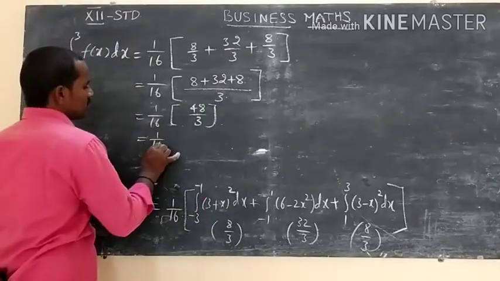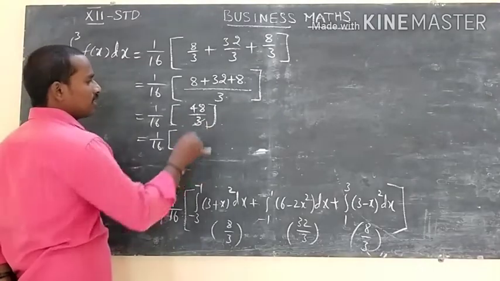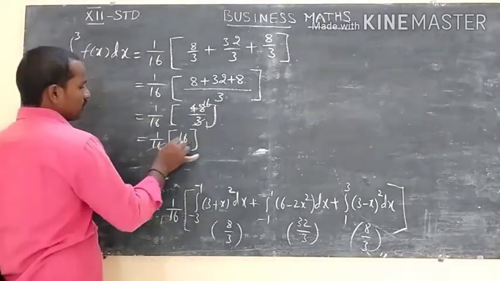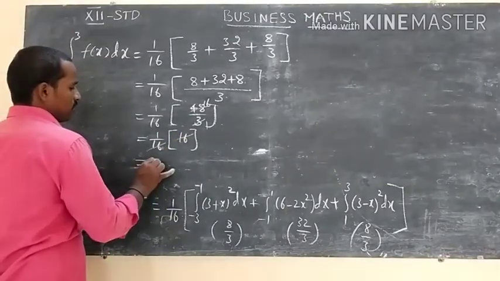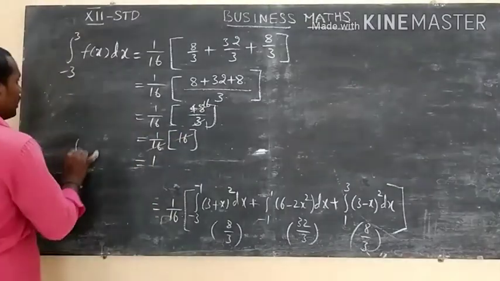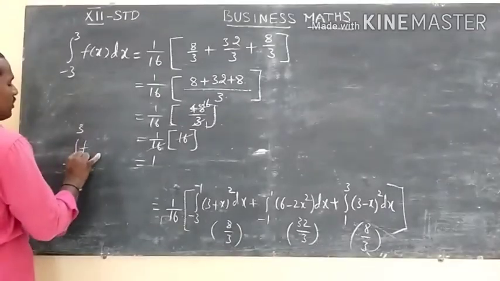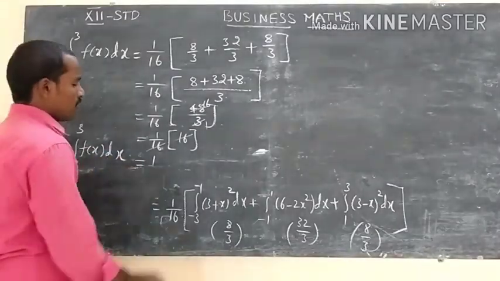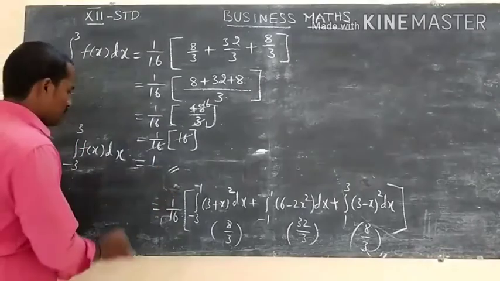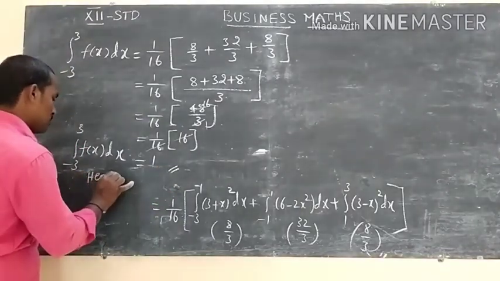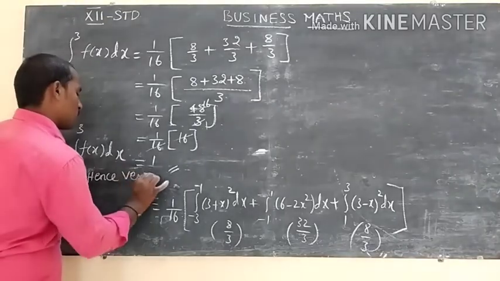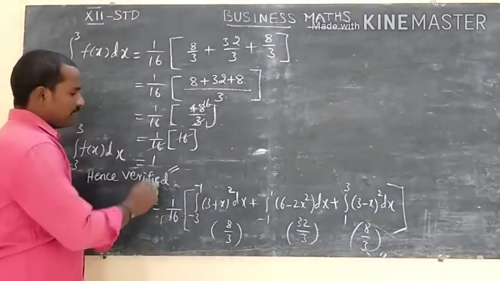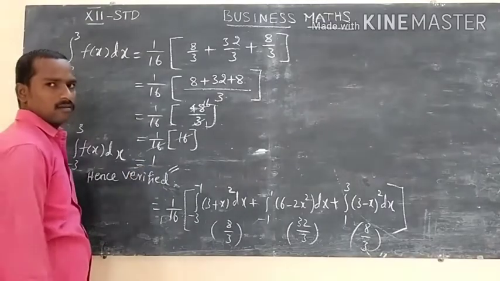So 1 by 16 into, 3 16s are 48, so 16 is cancelled. Then remaining 1. So integral minus 3 to plus 3 f of x into dx equal to 1. Okay. Hence verified. Hence verified, the curve is unity, where the value is 1.